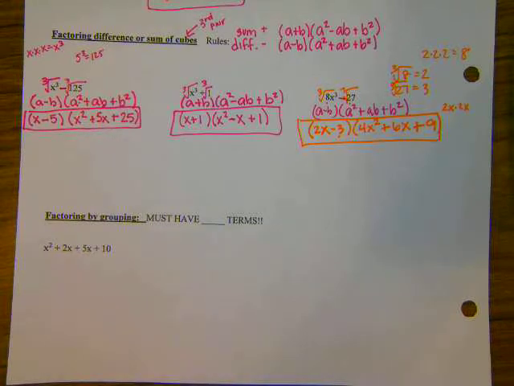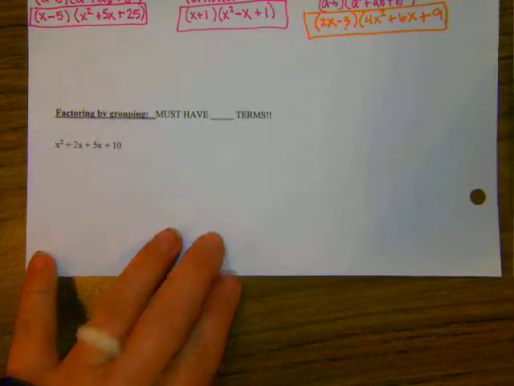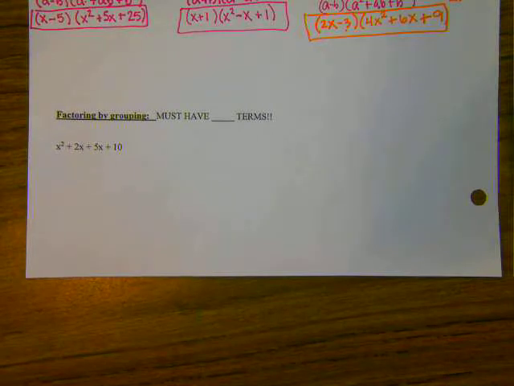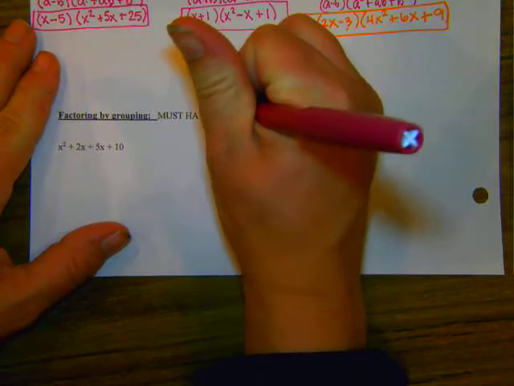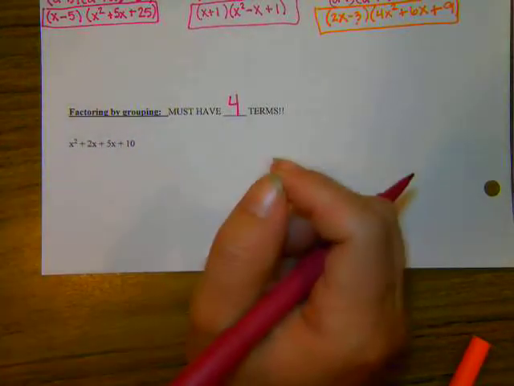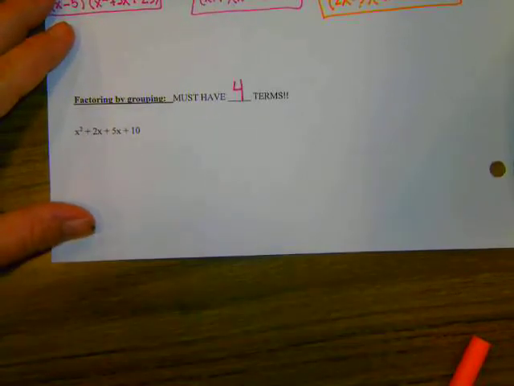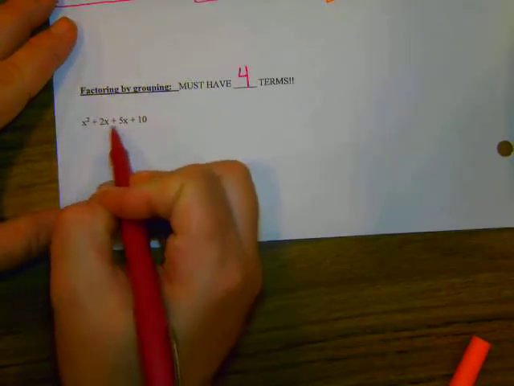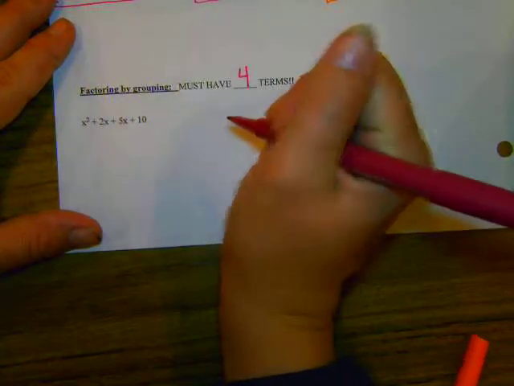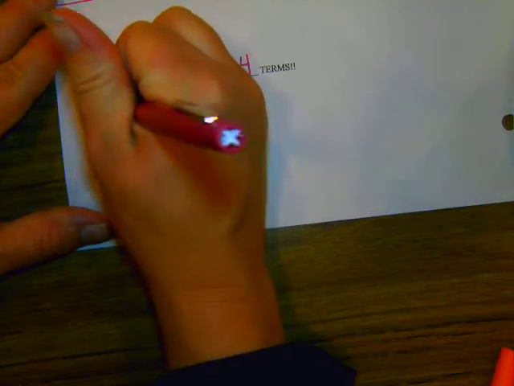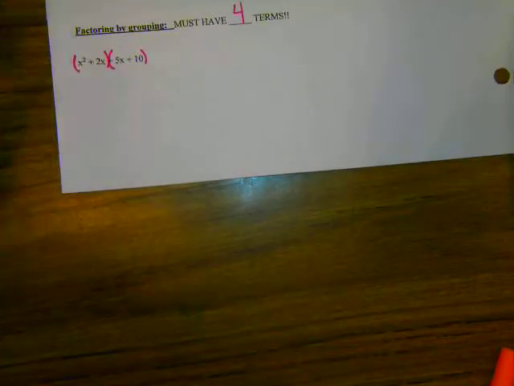Last but not least, factoring by grouping. For this method, you must have 4 terms. So anytime you have 4 terms, you do factoring by grouping. See 1, 2, 3, 4. So in this case, to group them, you group the left and the right. Literally, that's why it's called factoring by grouping.